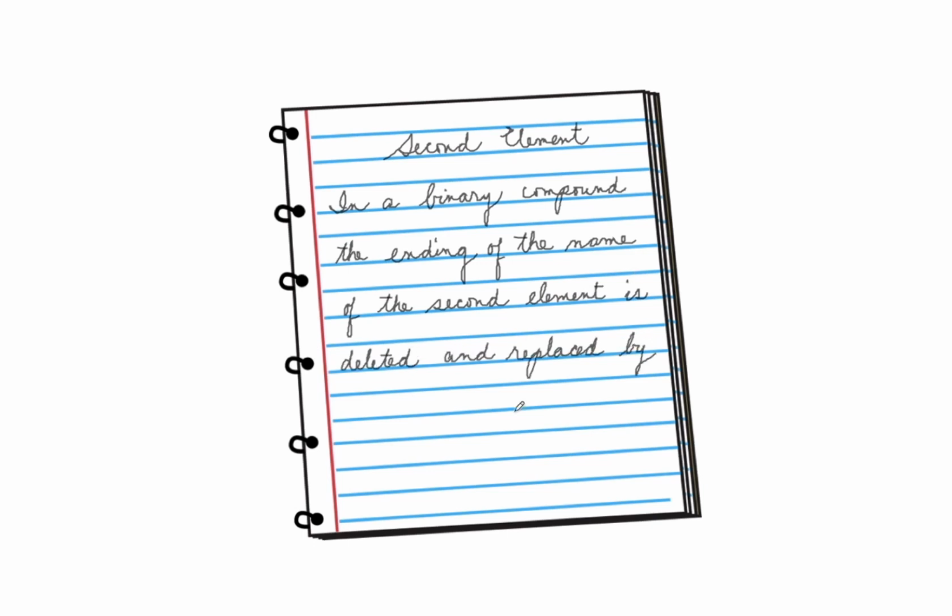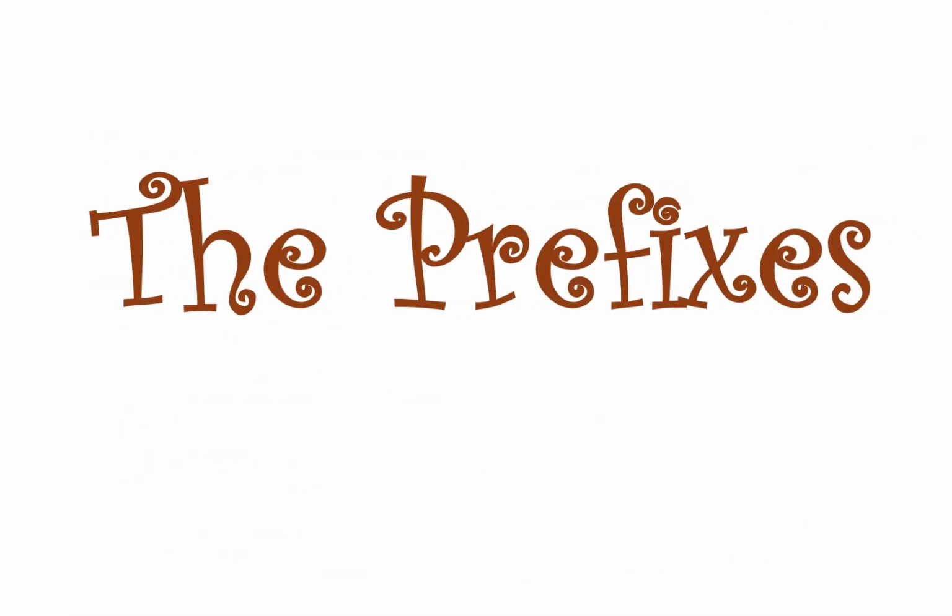We'll record our findings and make a general statement about the second element. In a binary compound, the ending of the name of the second element is deleted and replaced by "ide." And finally, a look at the prefixes.